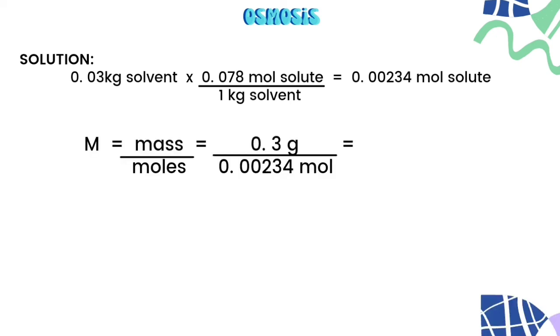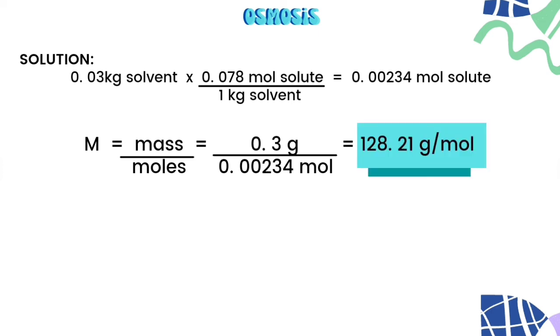Final step is to find the value of the molecular weight. M is equal to mass over moles, so substituting the values, 0.3 grams is divided by 0.00234 moles. The final answer that we have solved is that the molecular weight of the solute is 128.21 grams per mole.